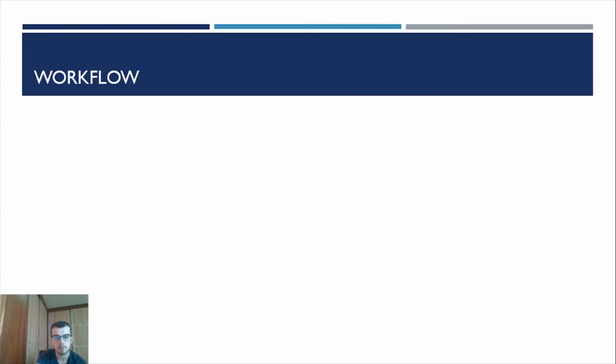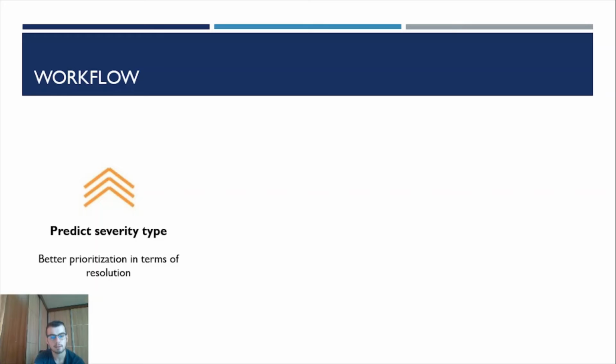Where Bugsby innovates is in its workflow, in the way that issues are submitted. When a user tries to add an issue in the system, the application will present the user with the most appropriate severity level, all for a better prioritization of issues in terms of their resolution. This is done based on the title of the issue and is achieved using a machine learning classifier which was trained using naive Bayes.